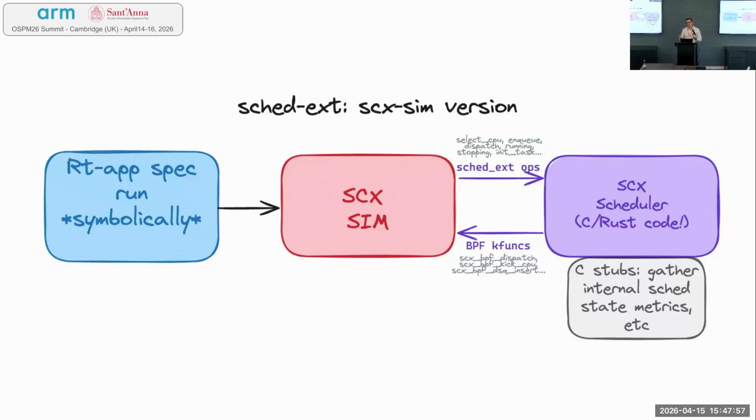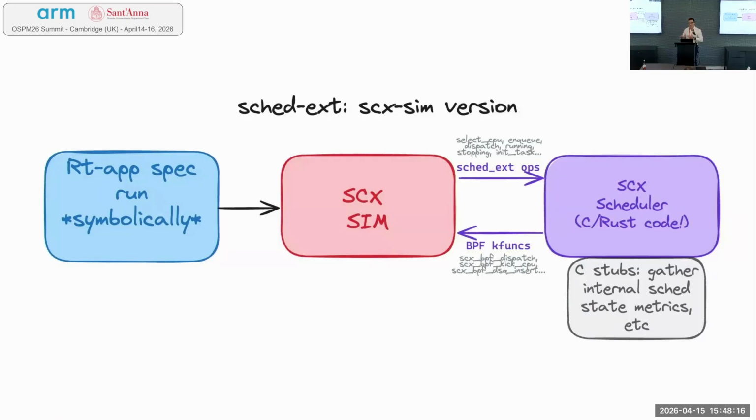And so for LAVD, for example, there's some extra C stubs that give visibility for the simulator into the state of LAVD, like what are its latency criticality scores for different tasks, that kind of thing. And then on the other side, I mentioned how we run the RT-app spec symbolically, where we don't actually run any instructions. We just kind of directly interpret the graph. So that's what it looks like.